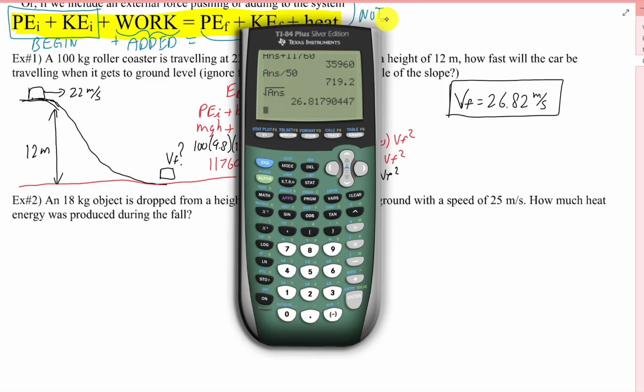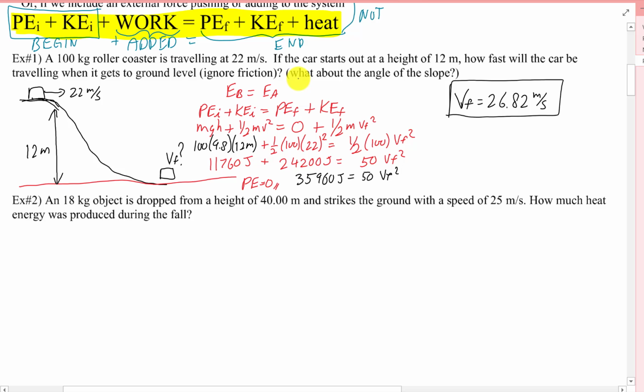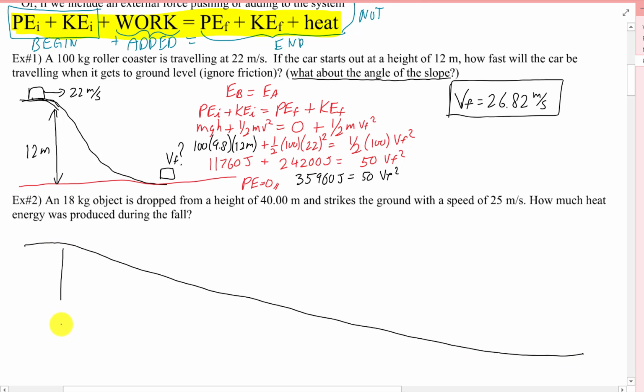Okay, so the auxiliary question at the end here: what about the angle of the slope? Would this also be true if we had done a roller coaster that went like this? It still went down 12 meters, but the roller coaster went down not as steep of a hill. What about that? Would it be the same? Would it be different? Would it be slower? Because, of course, it's definitely not picking up the same speed as it falls here. Or is it?